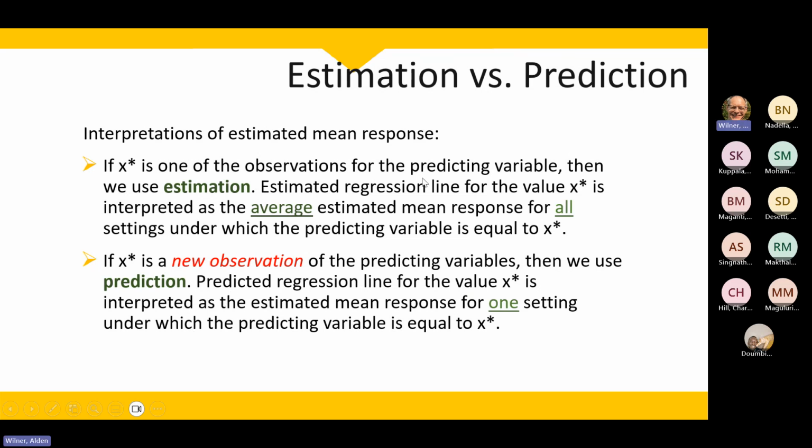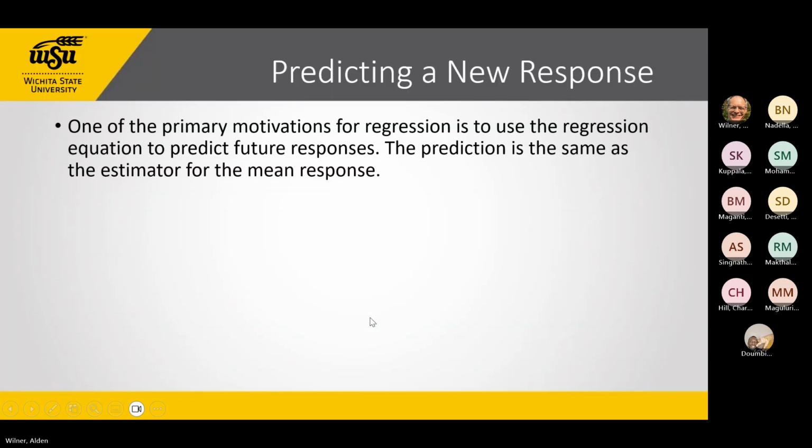So the estimated regression line is interpreted as the average estimated mean response for all settings under which the predicting variable is equal to x star. If x star is a new observation, it is one setting under which the predicting variable is equal to x star. So again, we get down to the basic reason for doing linear regression, and that is to predict future responses. We're trying to draw a regression line. We're going to say, if in the future we're using rainfall to predict crop yields and we get a really wet year, do we have a good regression line that predicts our crop yields in the future, right?